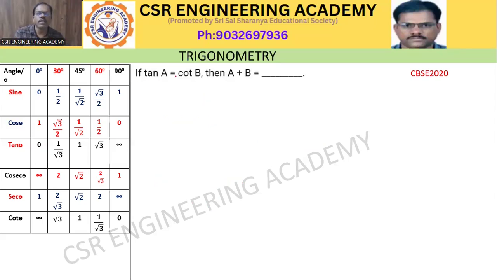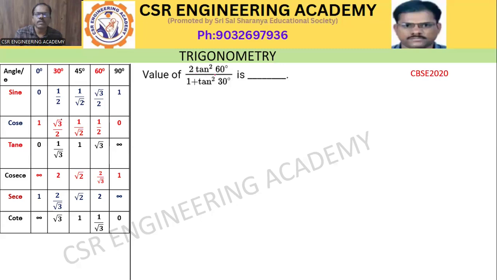If tan A is equal to cot B, then A plus B is equal to: tan A is equal to cot B. Tan A is equal to tan (90 minus B). Tan (90 minus B) is equal to cot B. A is equal to 90 minus B. Rearranging terms, A plus B is equal to 90.